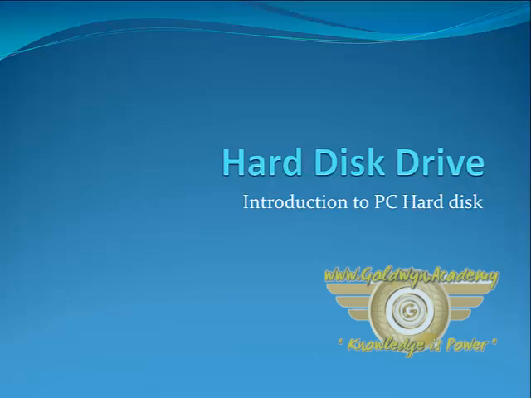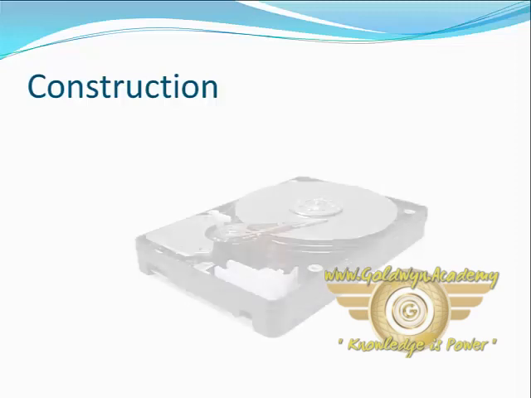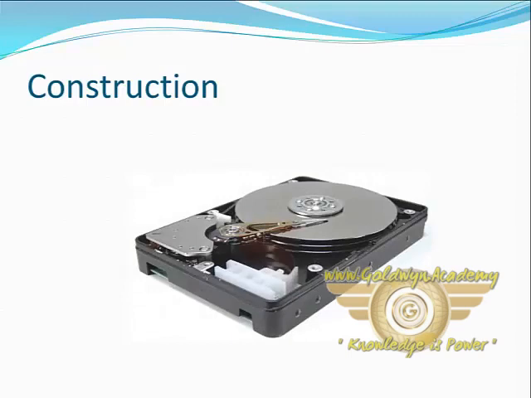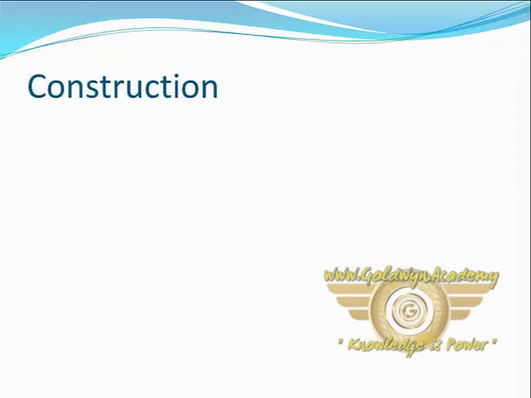A hard disk drive or HDD. Introduction to PC hard disk. Construction of a hard disk. This is the hard disk in which all your persistent data remains. So you can say this is the primary storage drive for your computer. Let's see the construction of the hard disk drive.